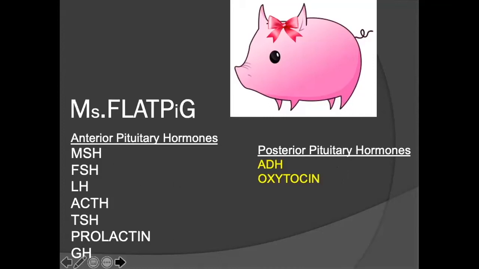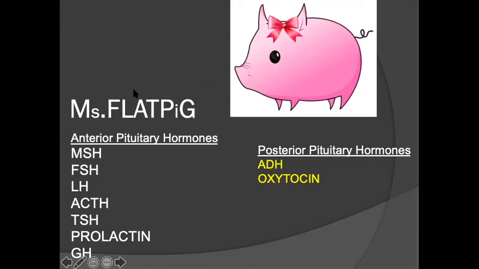But your anterior pituitary hormones: MSH, the melanocyte stimulating hormone, the follicle stimulating hormone, the luteinizing hormone, adrenocorticotropic hormone, thyroid stimulating hormone, prolactin, the little I is silent, and then growth hormone. Posterior pituitary: antidiuretic hormone and oxytocin. So get to know these, get to know Ms. Flatpig very well, because like I said, on the exam you're going to be asked for the anterior pituitary hormones.